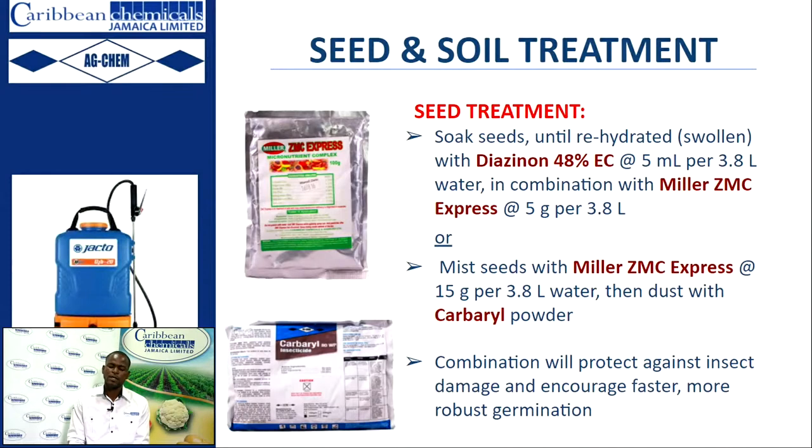The other option is using the ZMC Express with your coverall. You can mist the seed with the ZMC Express at about 15 grams per gallon, and then you dust with your carbaryl powder, which is an insecticide. We always recommend that you wear your safety gear when you carry out this procedure. That combination will stimulate faster germination and also protect your seeds against those soil-borne pests that will affect them, all right? So definitely, if you're going to do direct seeding, I suggest that you treat your seeds, all right?